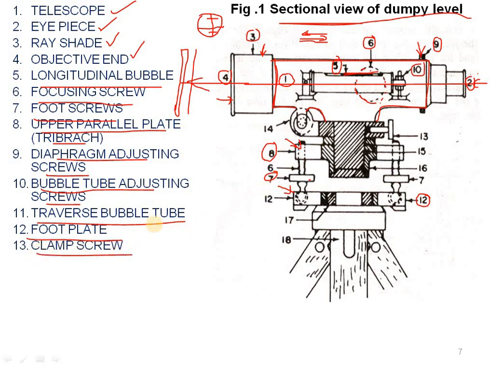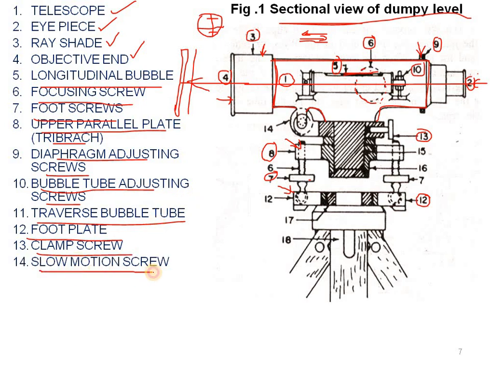And the 13th one is the clamp screw. So this is a clamp screw. When we tighten this one, the telescope will not rotate. When you loosen this clamp screw, the telescope can be rotated 360 degrees.